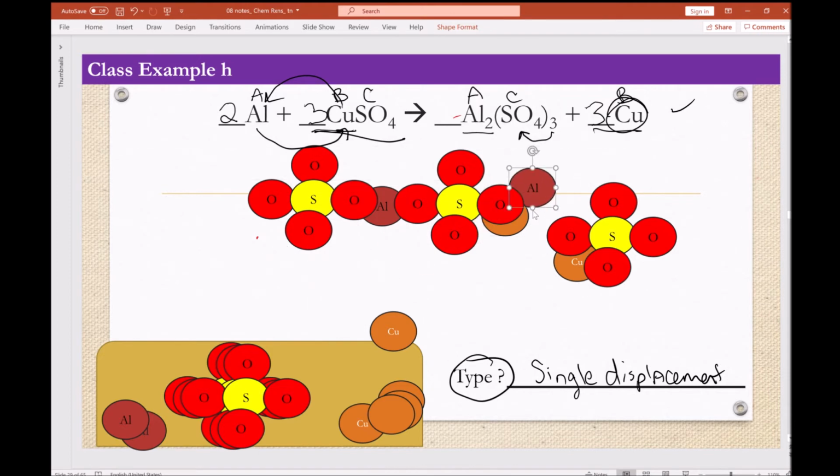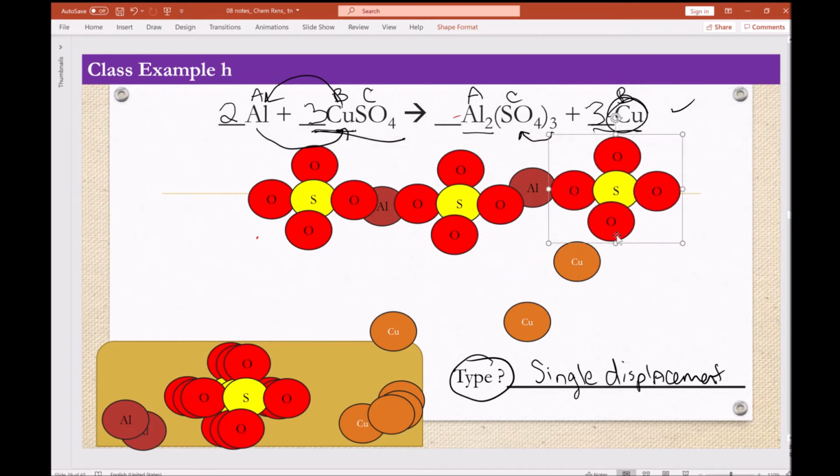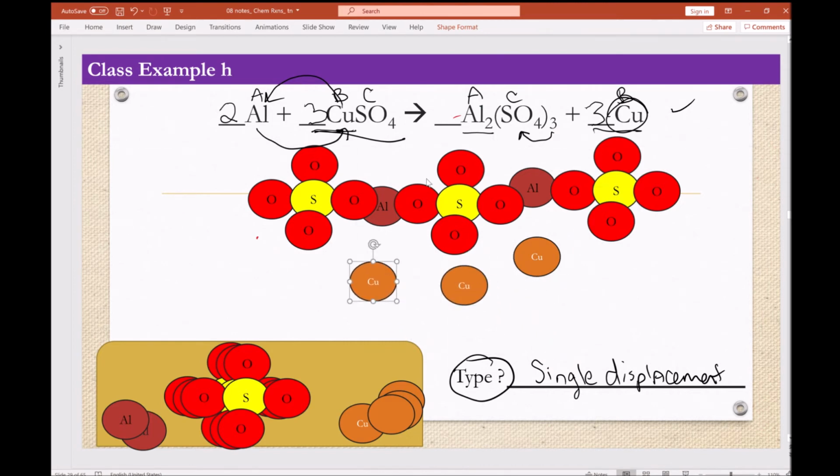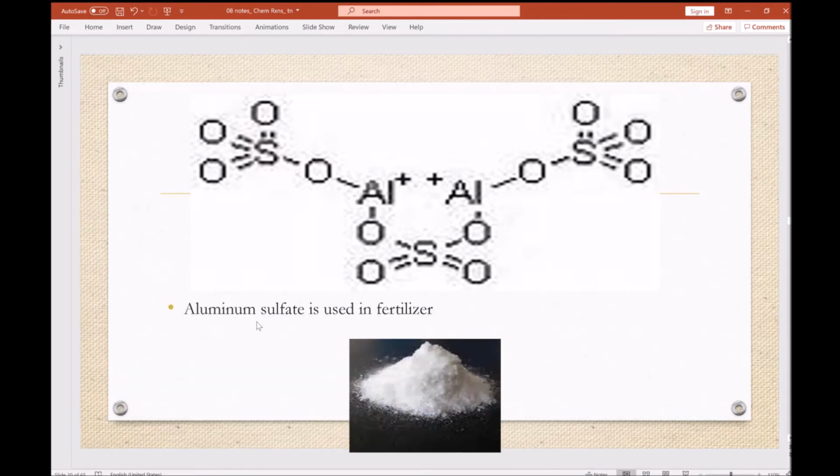All I want you to do is at least make these touching so that you can show a full molecule of it. Okay, 2 aluminum, 1, 2, 3 sulfate groups, 1, 2, 3. They're all touching, and now I have 3 single copper atoms. 1, 2, and 3. Voila, these are the products. By the way, aluminum sulfate is used in fertilizer.